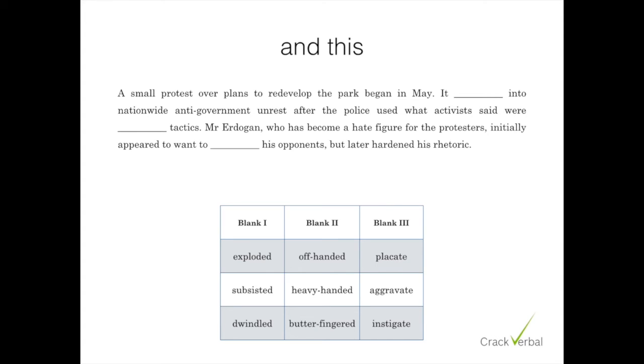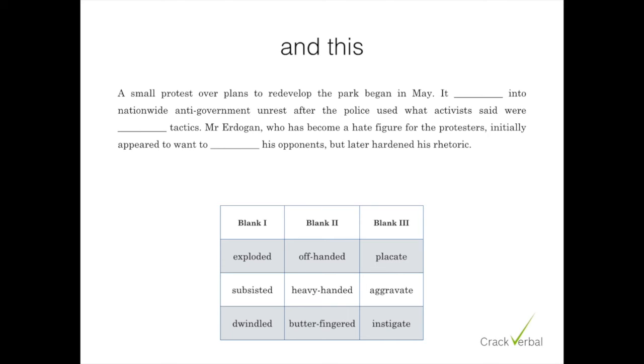Take a look at this text. Make sure you read the text for gist, and ensure that you work from the easiest blank. You can pause the video now. Let's take a look at what the text has to say. The text talks about a small protest that has developed into a nationwide anti-government unrest. It says this is because of the kind of tactics that the police used. It also talks about Mr. Erdogan and how his perspective towards these protesters has changed with time.